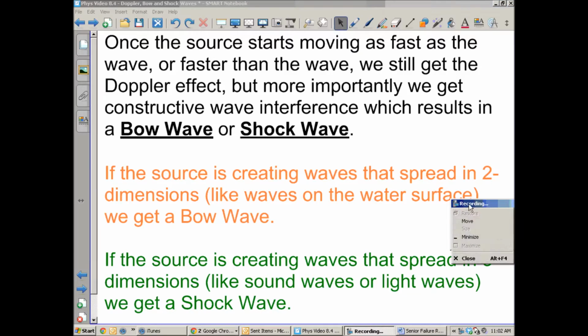All right. Conceptually, they both are the same thing. Why is this not moving for me? There we go. Conceptually, they're both the same thing. The only difference is that bow waves are two-dimensional, shock waves are three-dimensional.